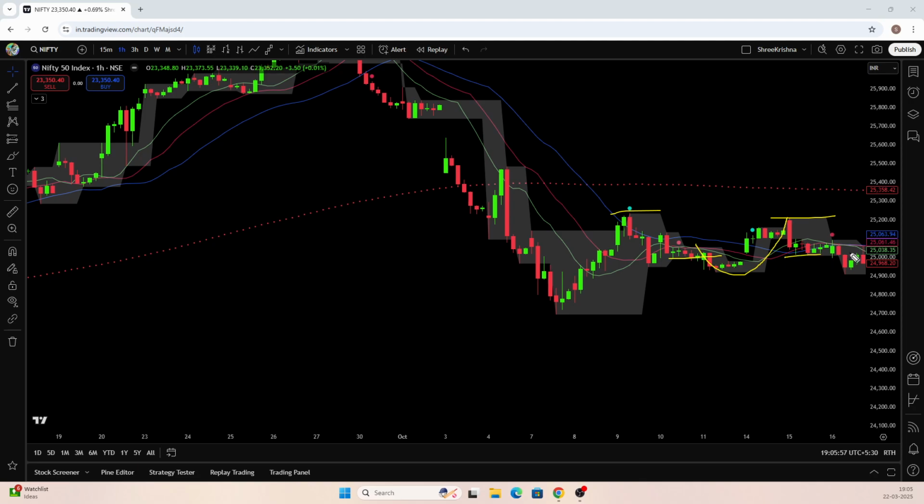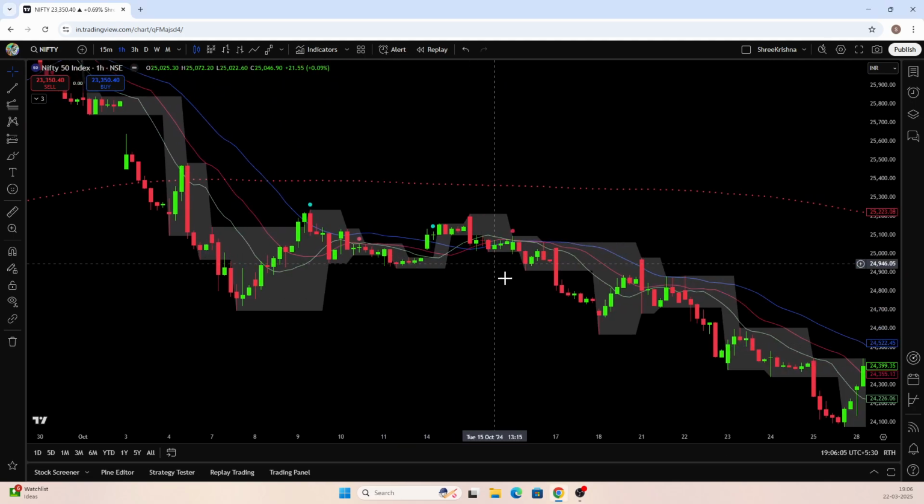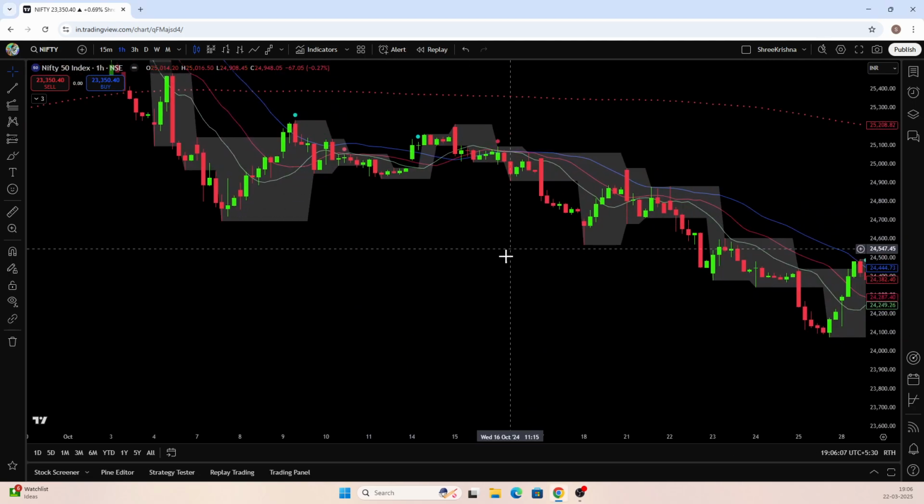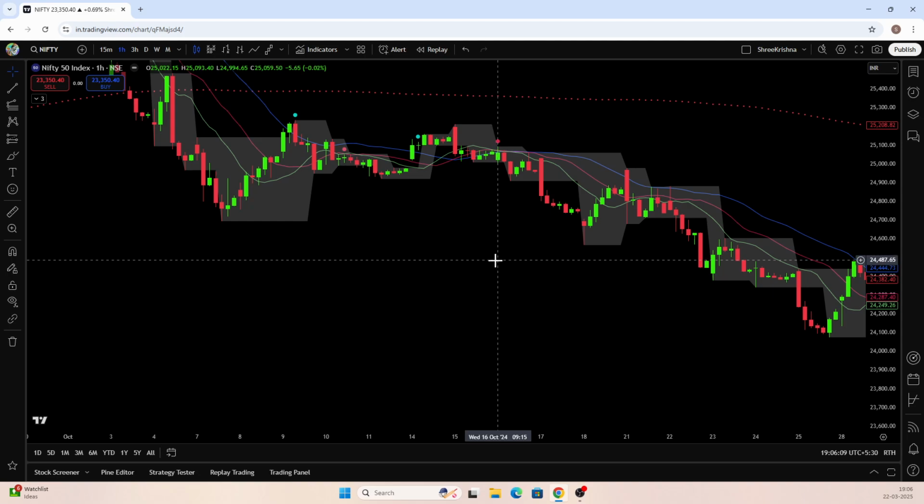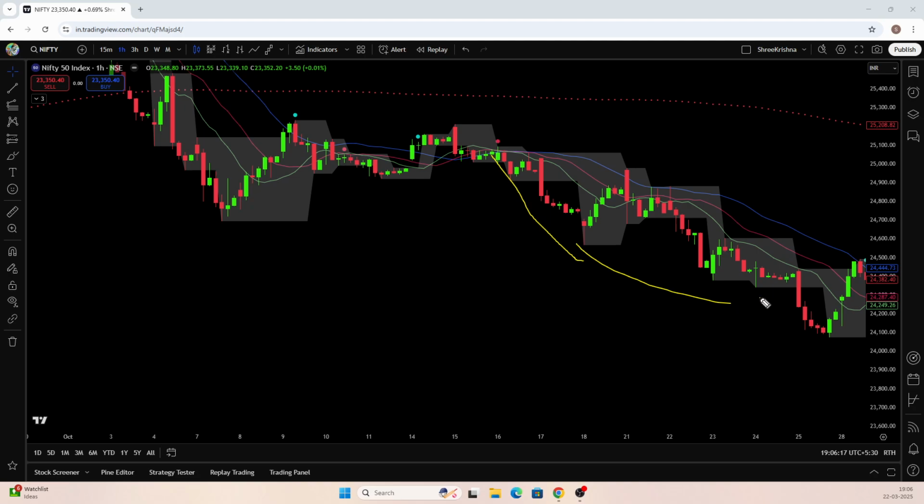You can see from here there is a pullback. Again from there it gave a very beautiful green candle, a very beautiful breakdown, and the market started going down. Every time it gives us such a pattern, you make a minimum of 200 to 300 points in the Nifty. There is no need to cover your short sells if you know how to trade it.